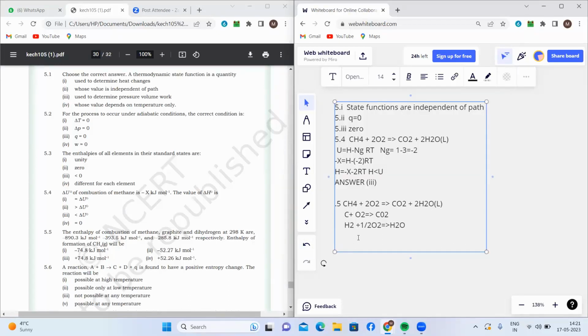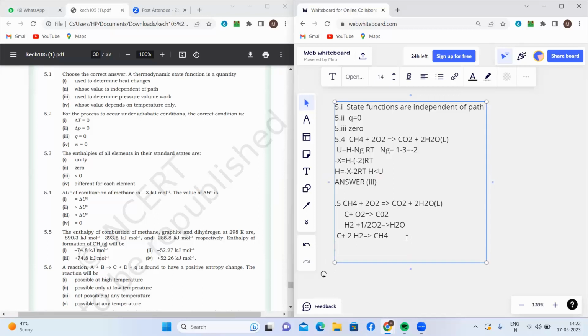So again I have to write the reaction for it. It's actually carbon plus hydrogen that would give out CH4. Again, same thing, I have to balance it. So let me use 2 here. Now it's balanced. Yeah, now it's balanced.